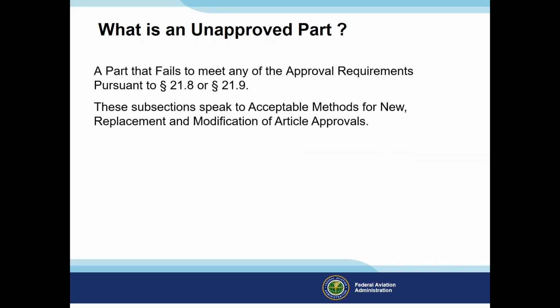So here's what an unapproved part is: a part that fails to meet any of the approval requirements pursuant to 21.8 that I mentioned earlier or 21.9. These subsections speak to acceptable methods for new, replacement, and modification of article approvals. Basically, a part that does not meet any of these criteria is an unapproved part. And we have ways to report that under the AC 21-29 that we covered today. And we highly encourage that you do.